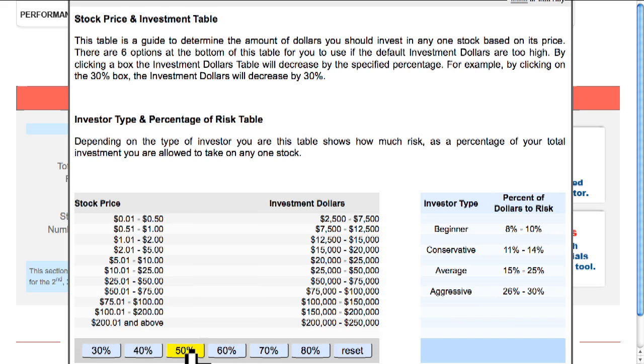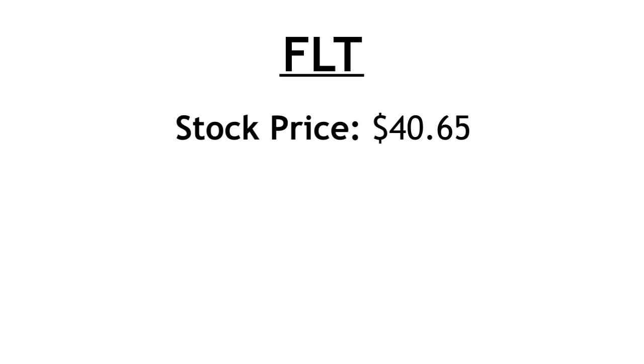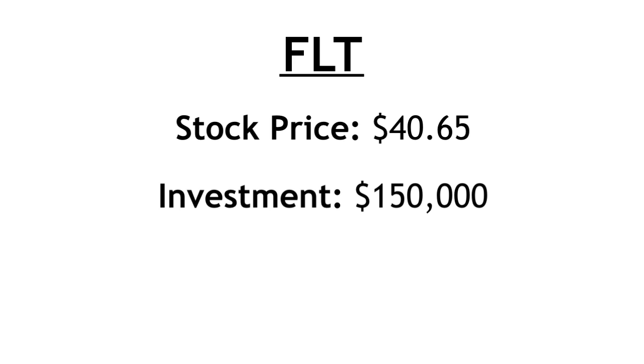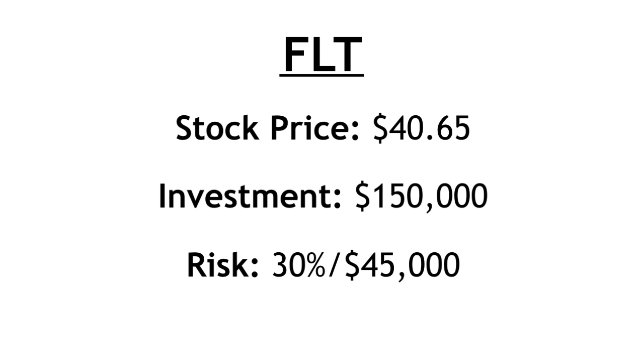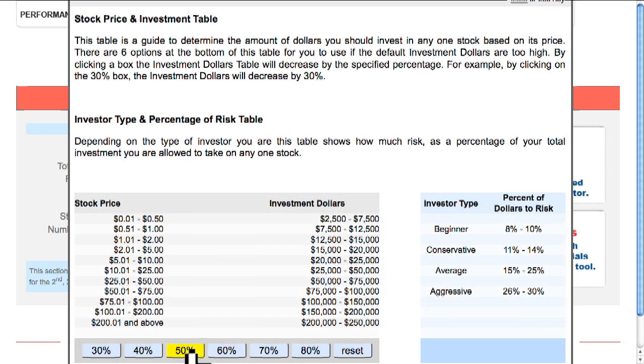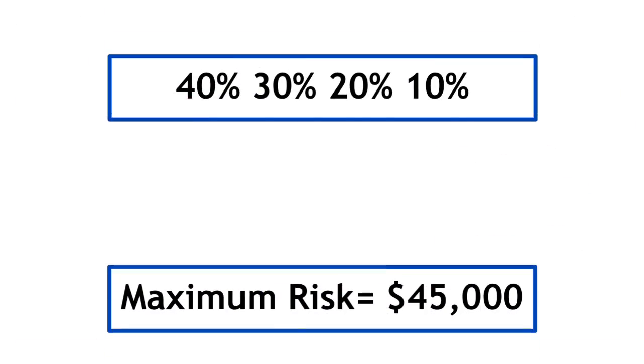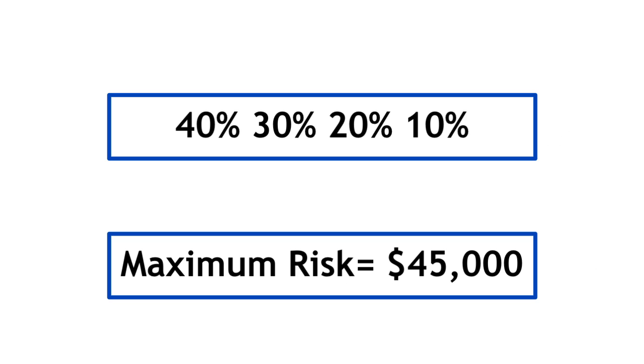Once you have determined which type of investor you are and the percentage you are willing to risk, you will need to know the price of the stock and how much you want to invest in that particular stock. As mentioned above, FLT will be the featured stock, and it is a buy at $40.65. Assuming you are an aggressive investor, you will be investing $150,000 into FLT with a risk of 30%, which equates to $45,000. Since there are up to 4 separate transactions for each stock, the risk calculator breaks down the total amount invested into a 40%, 30%, 20%, 10% split.